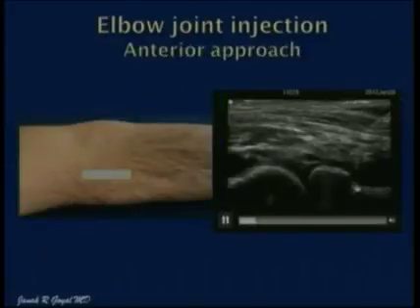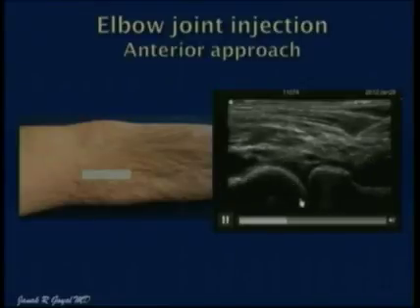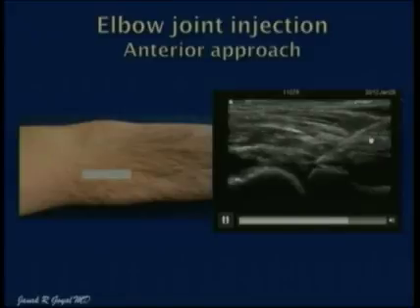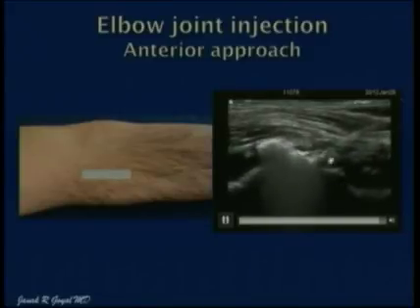This is the anterior approach. I am approaching this anterior recess. Here happens to be your humerus, radial head, anterior recess. Here is the radial fossa, and here is my needle anteriorly getting into that humeroradial joint and injecting the medication.